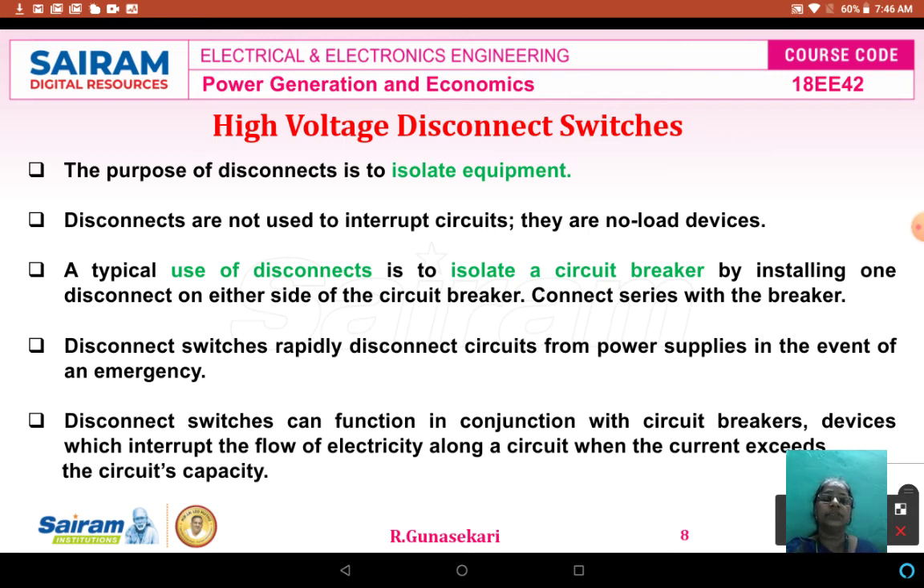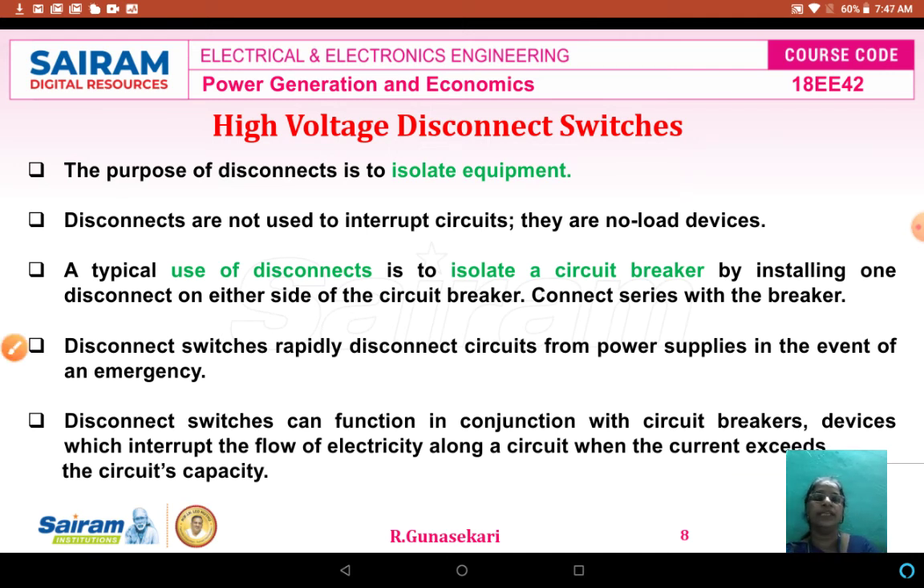The disconnect switches are not used to interrupt circuits. They are no-load devices. The disconnect switches work in conjunction with the circuit breaker, which interrupts the flow of electricity along the circuit when the current exceeds the circuit capacity. Therefore, the main function of the high voltage disconnect switch is to disconnect the electrical equipment from the power lines when the current exceeds the circuit's capacity.